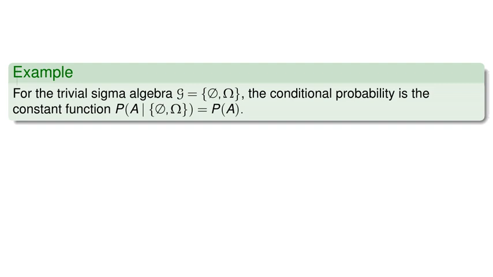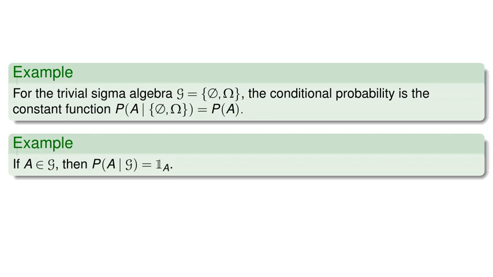As an example, for the trivial sigma algebra script G containing only the empty set and omega, the conditional probability P of A given script G is just the constant function equal to the overall probability P of A. Another example, if the event A itself belongs to the sigma algebra script G, then the conditional probability P of A given script G is simply the indicator function of A.